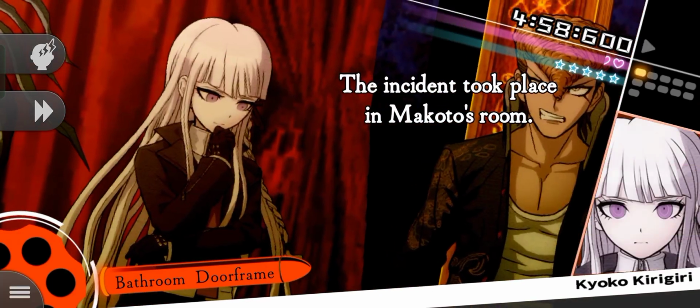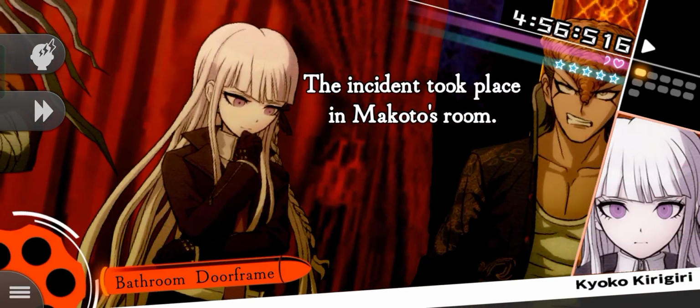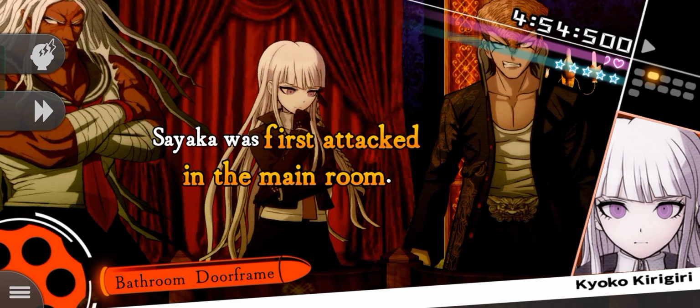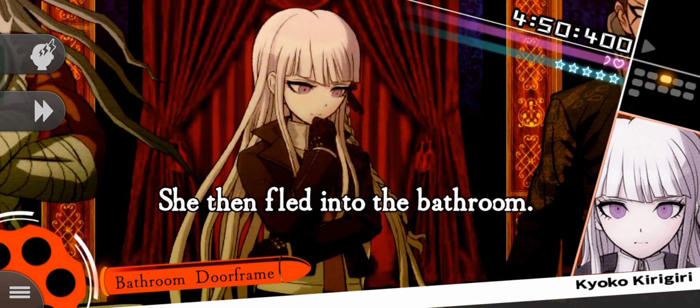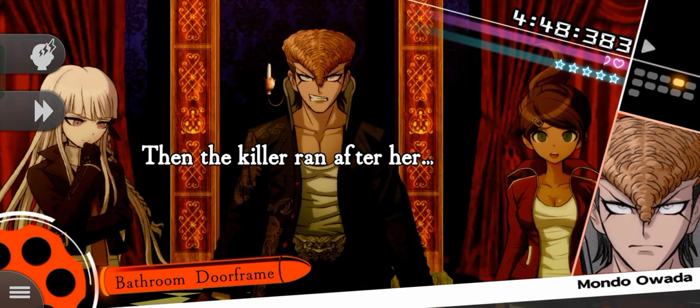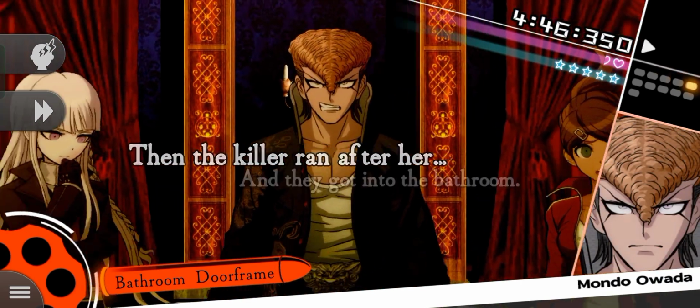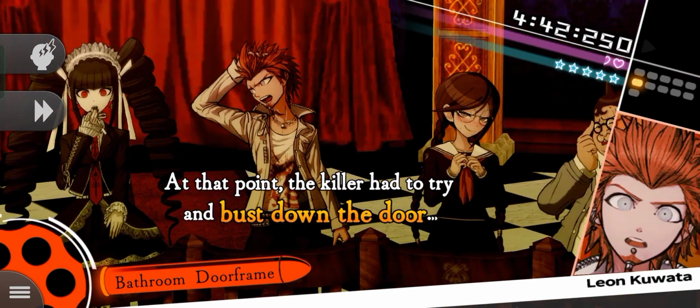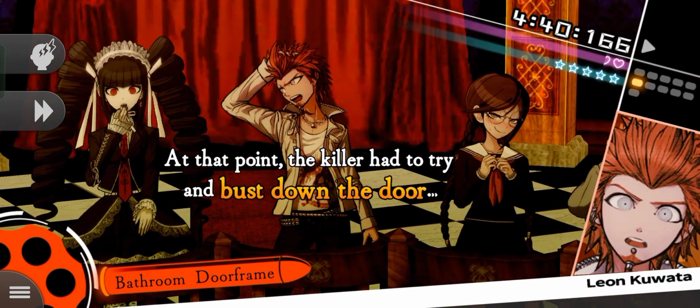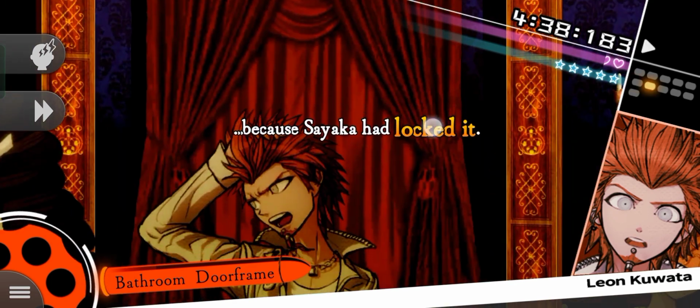The incident took place in Makoto's room. Sayaka was first attacked in the main room. She then fled into the bathroom. Then the killer ran after her. And they got into the bathroom. At that point, the killer had to try and bust down the door. Because Sayaka had locked it.